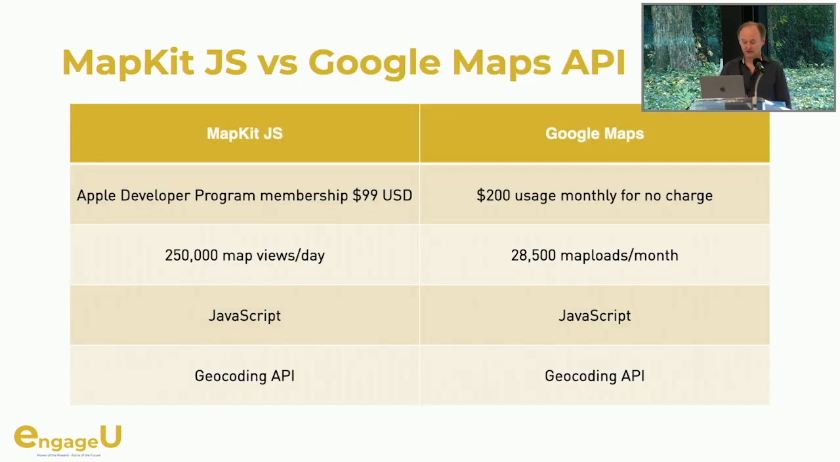Just a quick overview of comparing MapKit with the Google Maps API. They both use JavaScript for the programming language. They both have geocoding APIs. They differ around billing and map views. You obviously need an Apple Developer Program membership, which you've got to pay up front, and that gives you 250,000 map views a day and 25,000 geocodes a day. Google, you need to create a billing account and have a credit card on file, but they have a free tier, which gives you a certain amount of map loads per month. Most of my customers use Google, never exceed that free tier, so they've never had to pay for maps. Obviously, if you're doing thousands and thousands of maps, you might incur a toll.